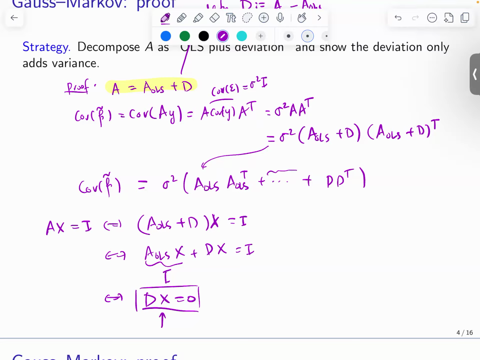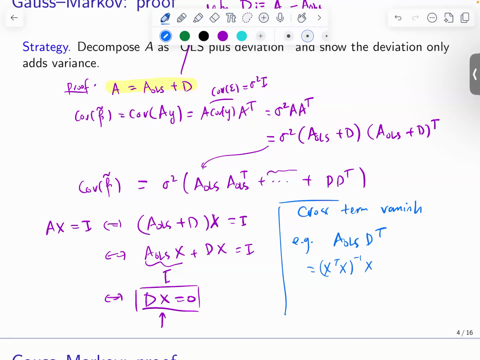So the question is, what can I say about these cross terms? You can guess why I didn't write the cross terms, because they tend to be 0 if you do it right. In statistics, cross terms vanish. So why do the cross terms vanish? Let's write it down. For example, I have A_OLS times D transpose, and this is just X transpose X inverse X transpose D transpose. So why is this 0? Yes, you know it. This is the X transpose D transpose, which is 0, so it just makes everything 0. And the other term is similar.